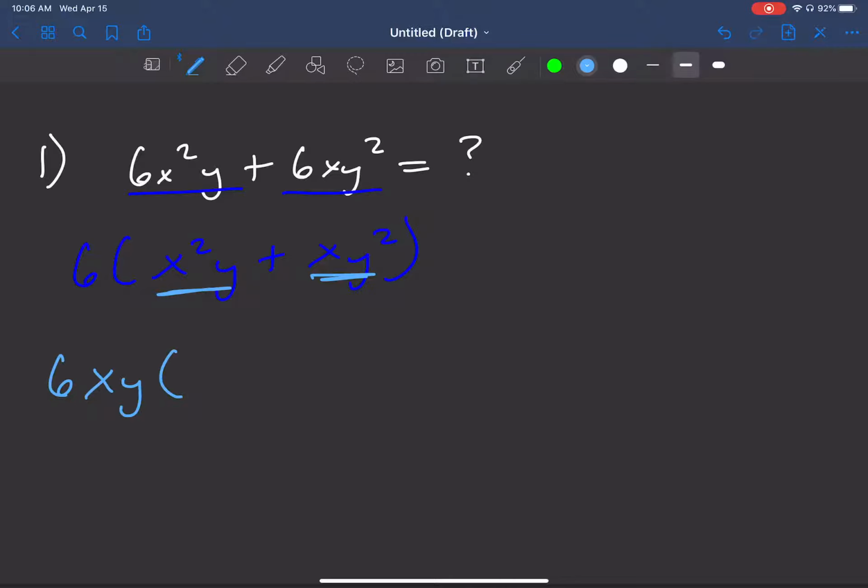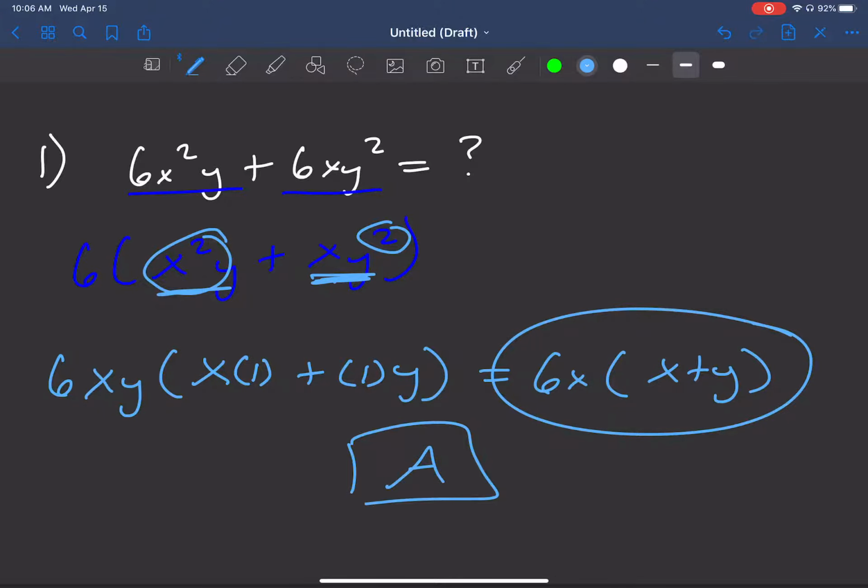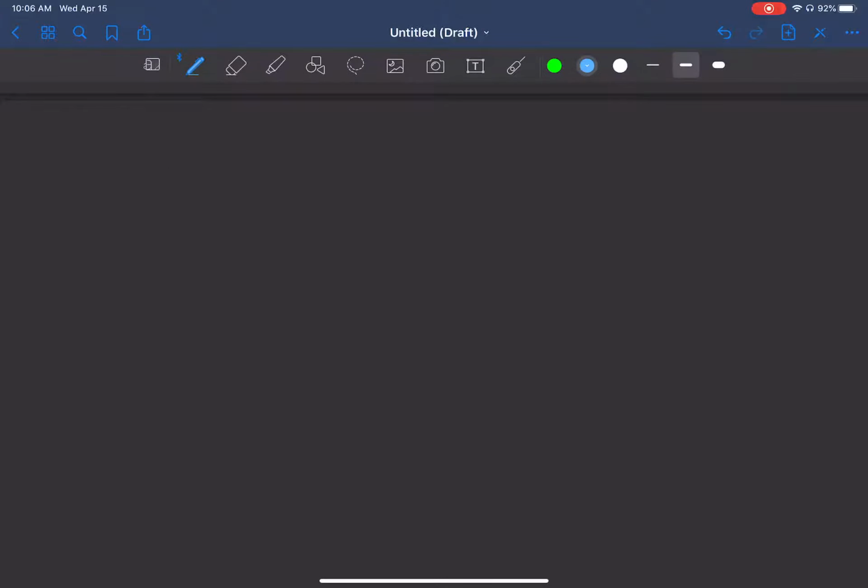So if I take xy out from this first term, I'm just going to get an x, right? And the y, there's only one y, so it's left there. Or you can leave times 1 if you want. Plus, from this term, there's only one x, so you pull out that x. And then there's two y's because it's y squared, so you have a y left, right? So you're left with 6x times x plus y, right? So this should be answer A. This is answer A. Okay, now let's look at number 2.